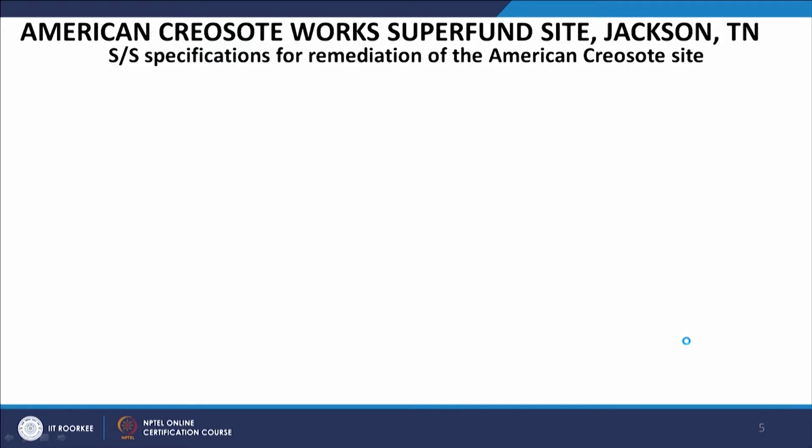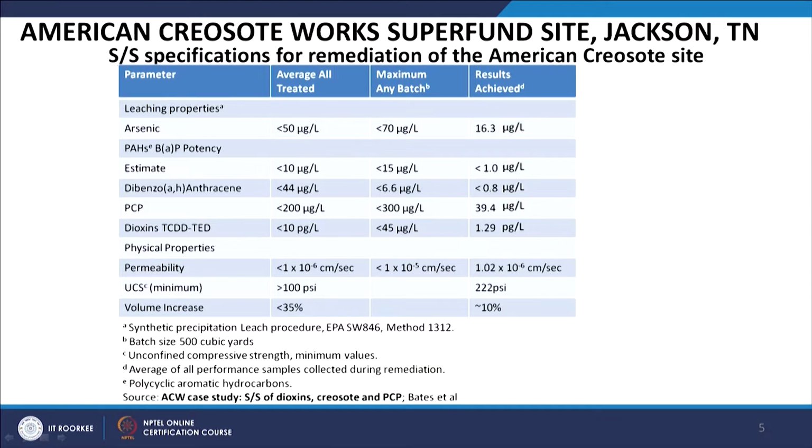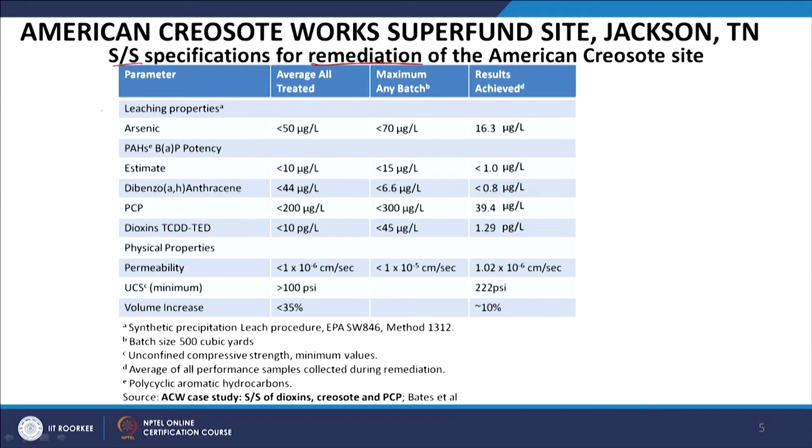Let us look at some other data here. So here, solidification and stabilization specifications for remediation, right, this is after remediation. So this is after application of that particular kind of method that we talked about, where they looked at cement, fly ash and activated carbon, but the ratios and the fractions were relatively lesser, right. So let us look at the leaching properties. We are looking at arsenic, dibenzoanthracene, PCP, dioxins, and then again physical properties and volume increase.